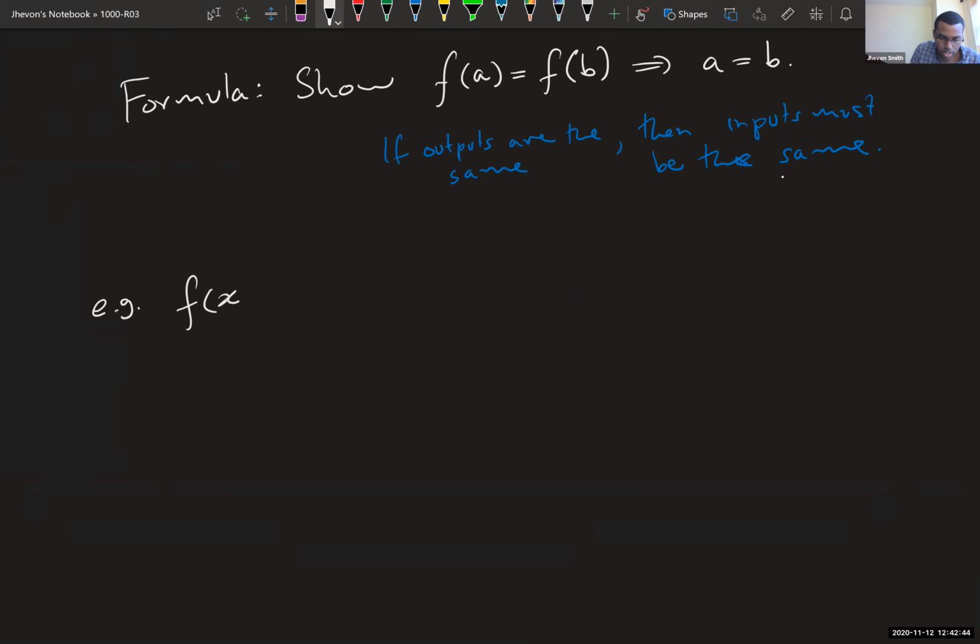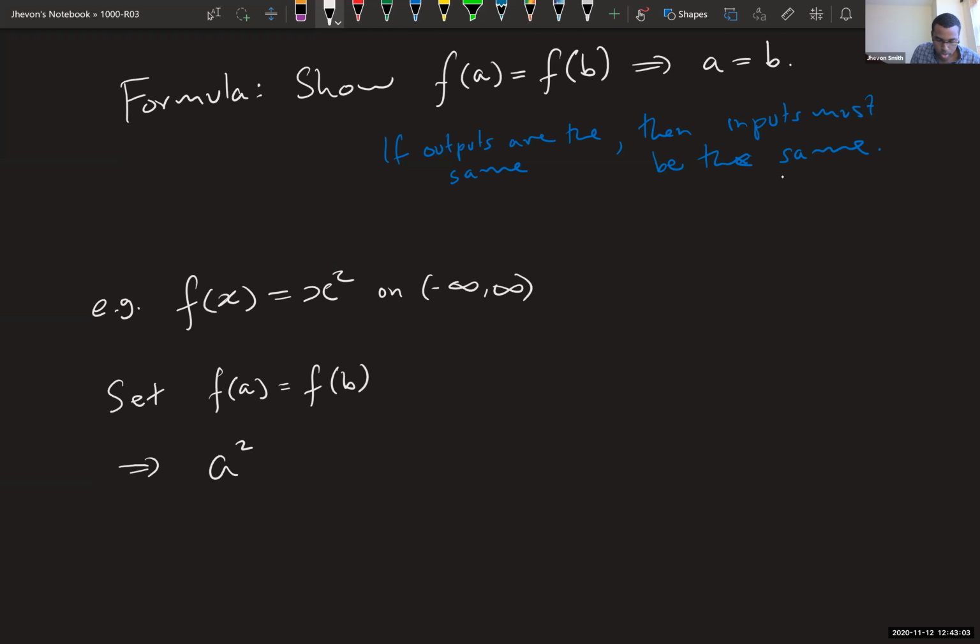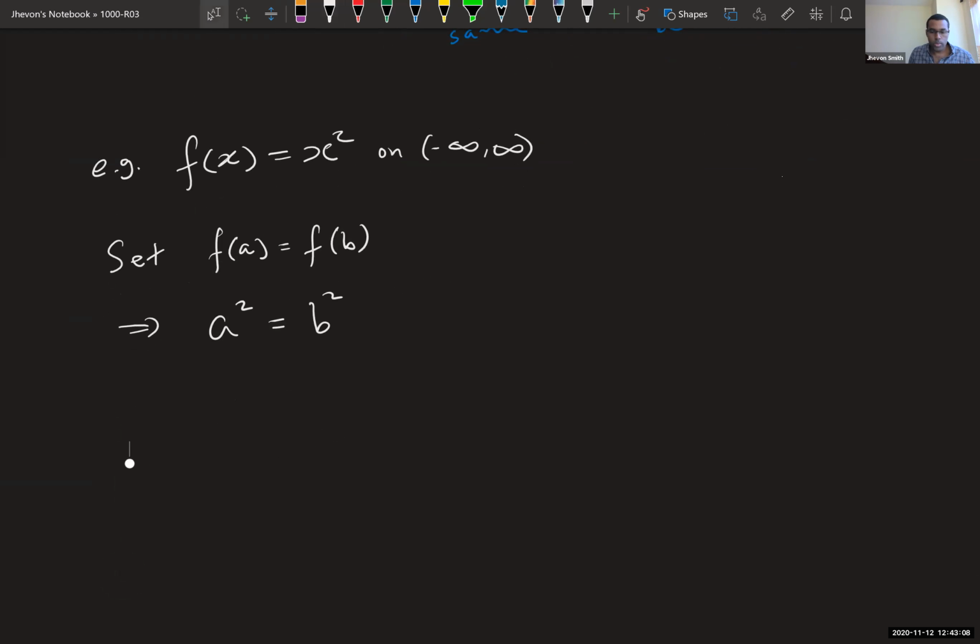I could give you the function x squared on negative infinity to infinity, and I can ask you, is this 1 to 1? What you would do is set f of A equals f of B. This means that A squared equals B squared. You just plug them in. Or let's even do plus 1, just to make it a little less trivial. So I'd have A squared plus 1 equals B squared plus 1.